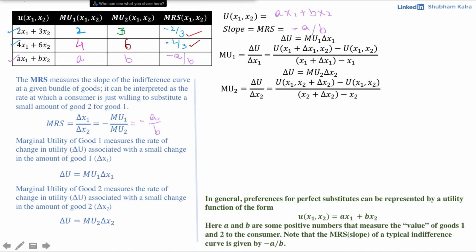So if I summarize the entire question, I would say that in general, the preferences for perfect substitutes can be represented by the utility function of the form u of x1, x2, which is equal to ax1 plus bx2. Here, a and b are some positive numbers that measure the value of good 1 and good 2 to the consumer. Note that the MRS, or the slope of a typical indifference curve, is given by minus a divided by b, which we calculated here.